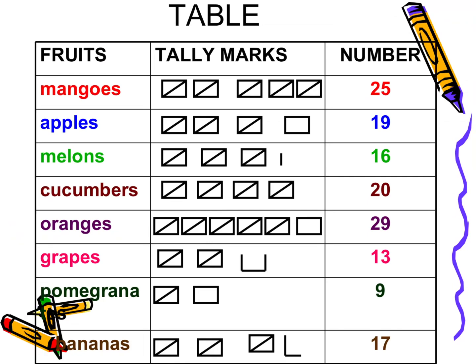The grapes, how many 5s are here? 2. So 5 2s are 10. And another 3 here. So this is 10 plus 3, 13. So 13 is the number of Minnie's friends who like grapes. Now come to pomegranates. Here, only 5 children liked it. One 5 is there and another 4. So 5 plus 4, 9.